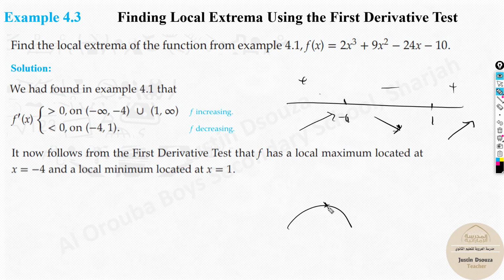You can just go back and see there is a maximum here, whereas at +1 it is a minimum point. That is what the first derivative test tells us; we don't need to do all the graph and everything. They just want to know where the local extrema are located, right? We can directly tell the maximum is located at -4. Yes, at -4 it will be a maximum, whereas over here it will be a minimum point. At 1 it will be minimum. That's it.